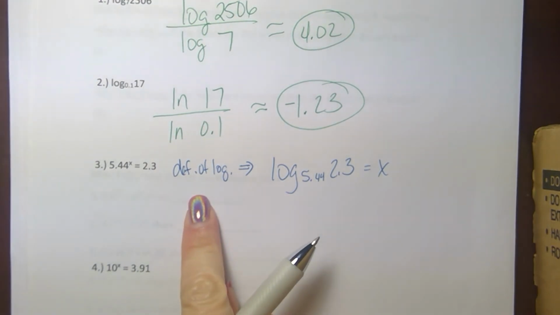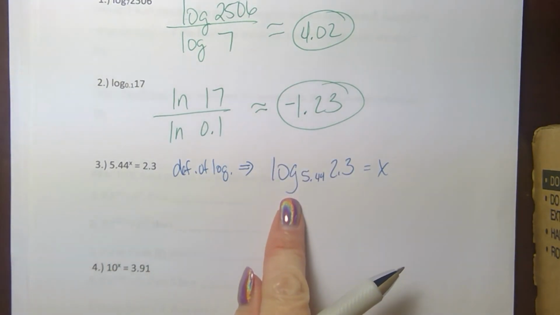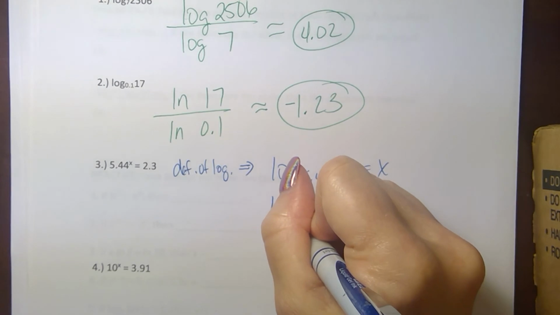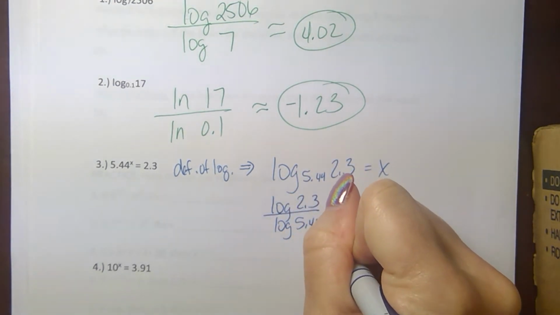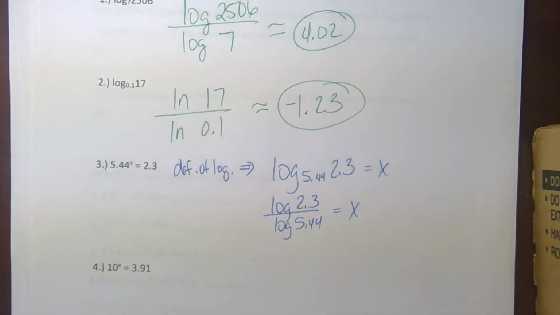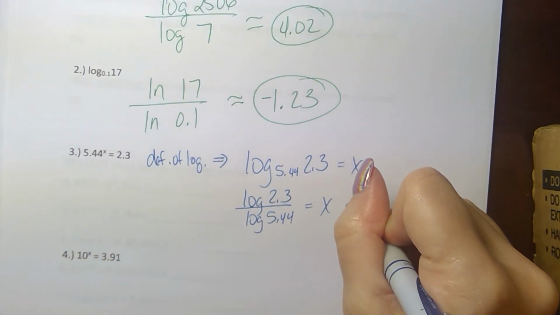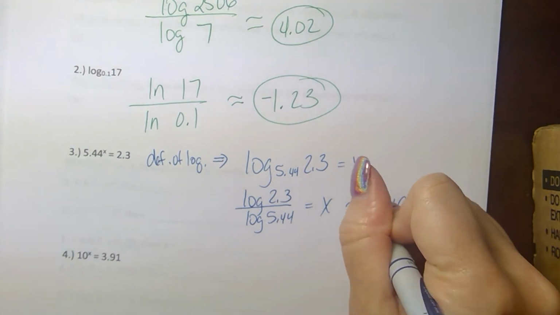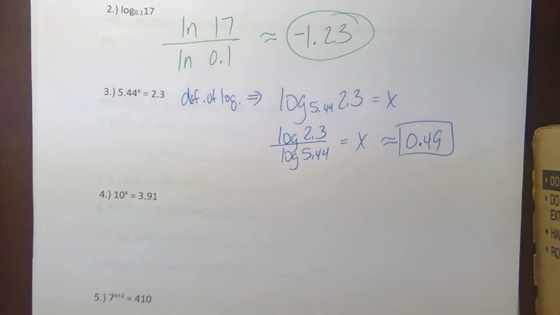I used my definition of logarithm to rewrite my exponential form into logarithmic form, and here I can use my change of base formula. So log of 2.3 divided by log of 5.44, or natural log, doesn't matter. That is what's going to give me x. When I plug that into my calculator, I get an approximate value of 0.49 for x. All right, same thing here. Let's set this up and see what we get.